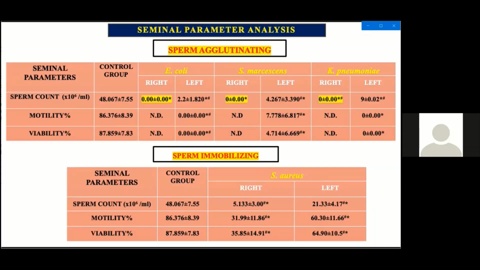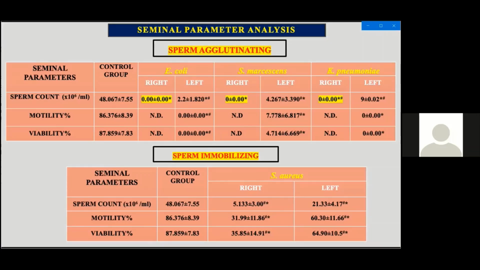As far as the viability is concerned, in the control group, 87% of sperms were viable, but in case of E. coli, viability could not be detected as there was complete azoospermia on the right hand side. On the left hand side also, all the sperms were non-viable. Similarly, in case of Serratia marcescens, on the right hand side, viability could not be detected because of complete azoospermia, whereas only 4.7% of sperms were viable on the left. In case of Klebsiella pneumoniae, on the right hand side, viability could not be determined because of azoospermia, and on the left hand side also, all these sperms were non-viable.